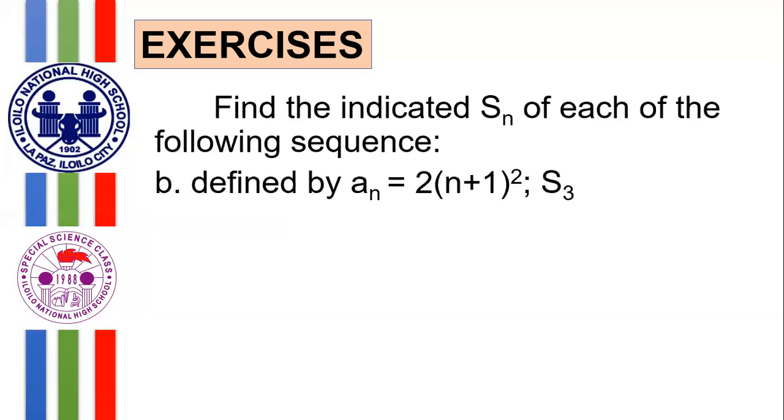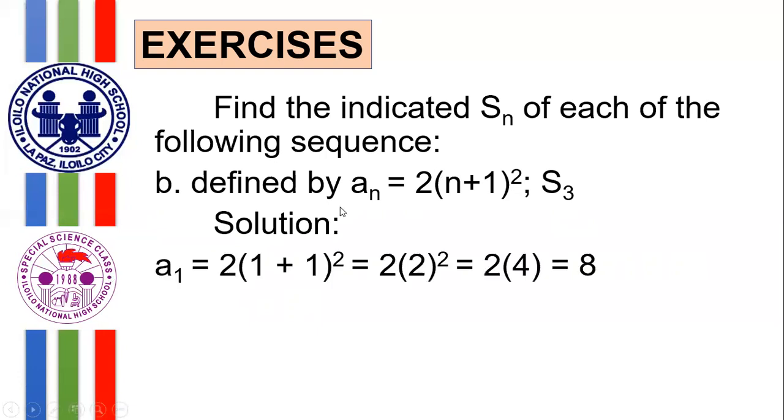Let's have letter B. It's defined by the sequence or by the function, particularly an explicit function, a sub n equals 2 times the quantity n plus 1 squared. And you're looking for S sub 3. And what does S sub 3 mean again? This means the sum of the first 3 terms of this sequence. Since we will get the sum of the first 3 terms, then we need the value of the first, second, and third terms.